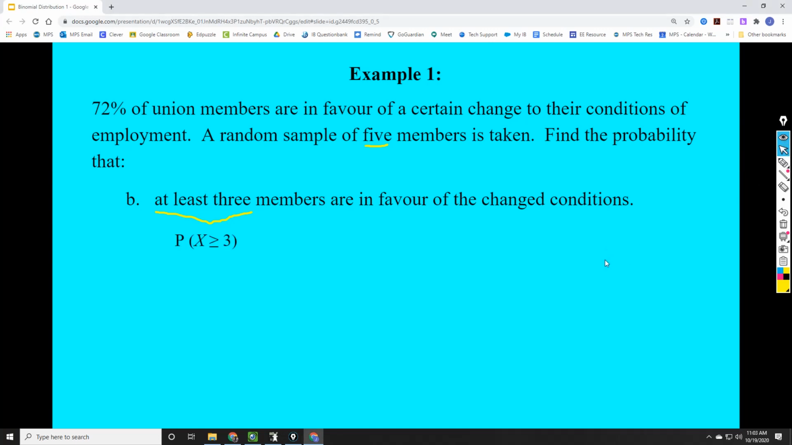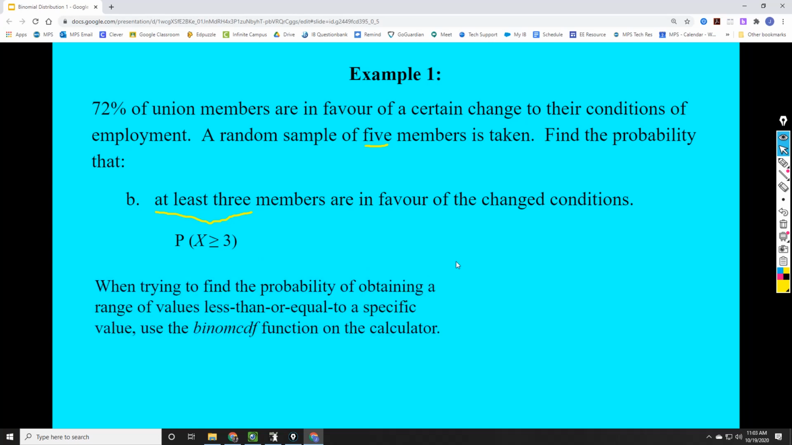But another way is there's another function on the calculator, and since what we're looking for here is 3 or more, so essentially it's a range of values that we're looking at. But when we're trying to find a range of values in the calculator, we no longer use PDF, we use CDF. So binom CDF. But as you can see here in my notes, when trying to find the probability of obtaining a range of values that are less than or equal to a specific value, we use binom CDF.